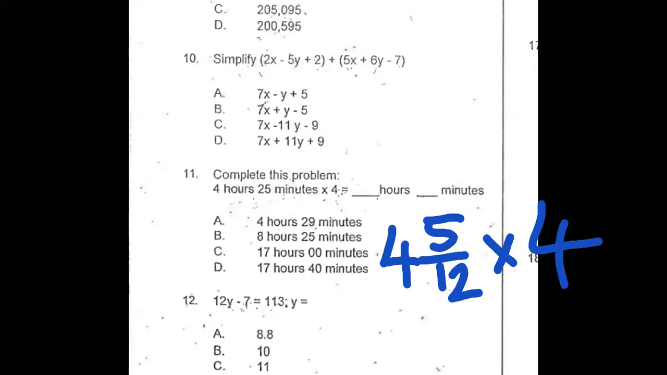So 25 over 60 is what? That's like 5 over 12, right? Okay. So it's almost like you're saying you have 4 and 5 over 12. If you were to multiply this by 4, what number would you get? Well, obviously, if I leave it like this, it doesn't really make any sense. So I would have to say 4 times 12, right? 4 times 12, and I add it to 5. 48 plus 5 is 53, all right? So I'd have 53 over 12.